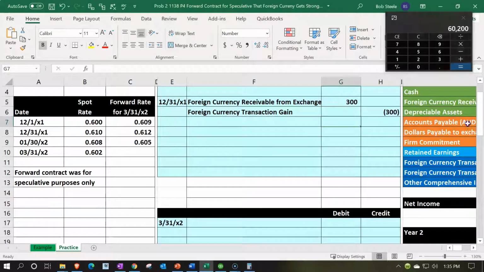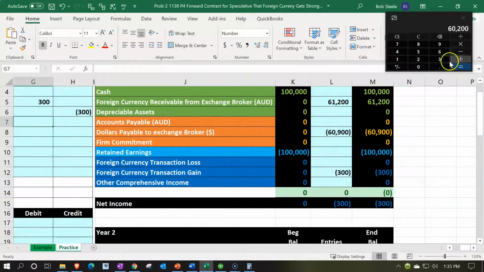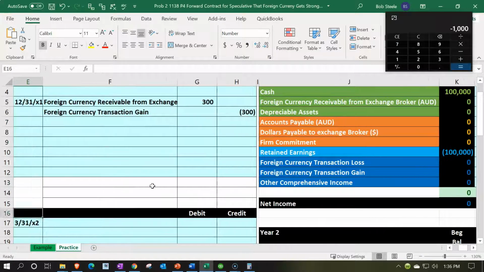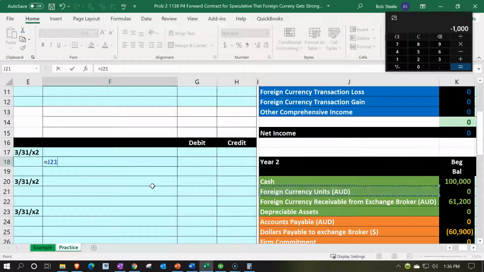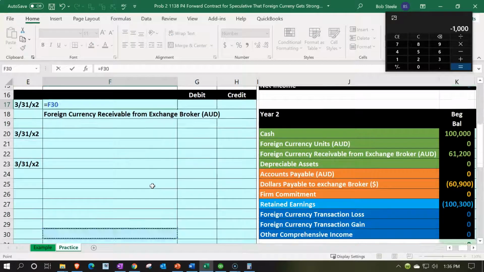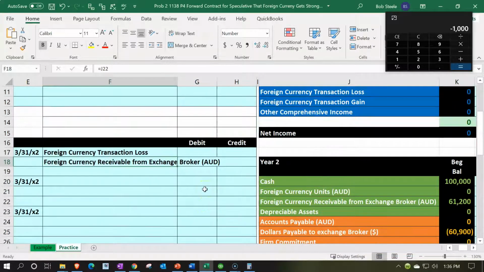Now, if I subtract this from what is currently in there, so what's currently in there is 61,200. So this is going to be minus that, and we have a change of 1,000. So a 1,000 decrease. So let's go ahead and record that. On year 2, we're going to say that the receivable is going down. And then the other side is going to be a loss. Now we have the loss recorded in the current period. So we had a gain last time, loss this time.